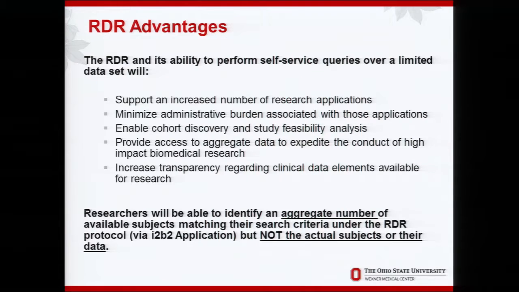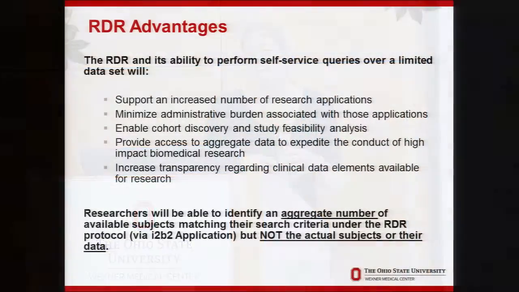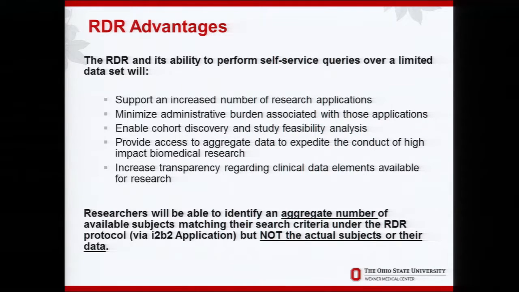So the RDR is the ability to perform self-service queries over a limited data set. It supports increased numbers of research applications. What's that? When you're trying to figure out how many people you see with a particular CPT code or diagnosis code, and you want to know, am I seeing enough people to actually do a research project on that? That's where we use the RDR, to go in and see if we have those numbers. It helps minimize administrative burdens, it enables cohort discovery, and it provides access to those aggregated data points.